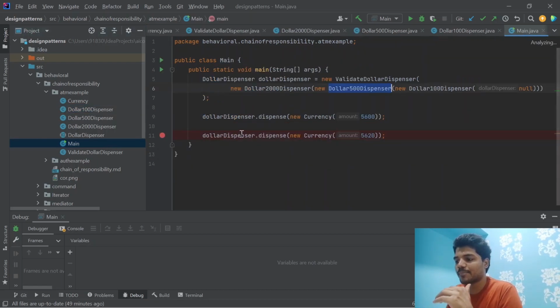If you go to the main program, the root of the chain is basically the validate dollar dispenser, and the next in line is 2000, and the next in line is 5000, the next in line is 1000. At last it is null, there is nothing after that.